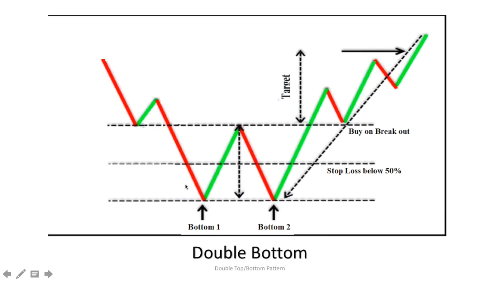Same way for double bottom. Price is moving down, taking support at bottom 1, moves up, moves down, taking support at bottom 2. Whenever this breakout happens, you can buy. What is the stop loss? This is 50% of your neckline minus low. The target is the neckline point minus the low, the difference between the neckline point and any low, bottom 1 or bottom 2. Now this is your entry point and target.